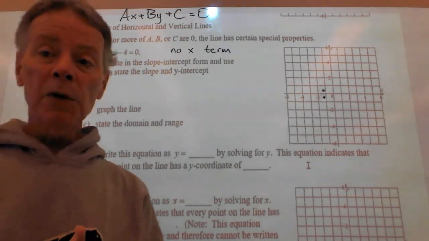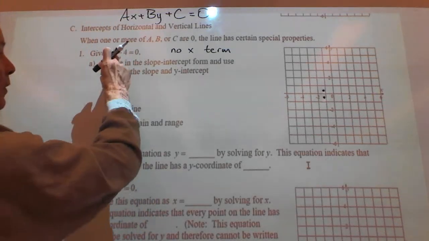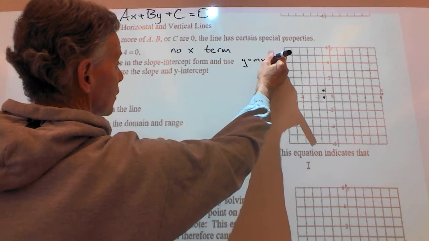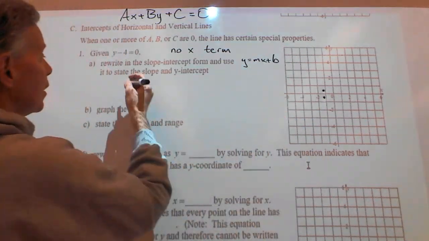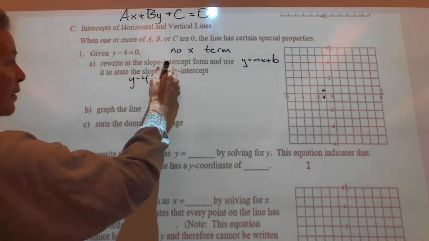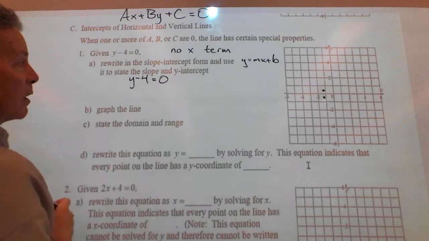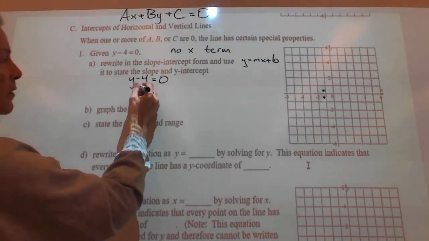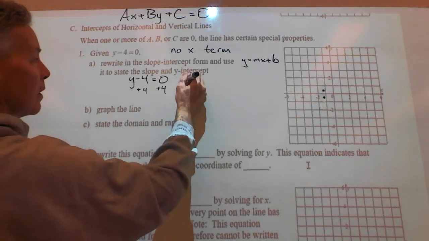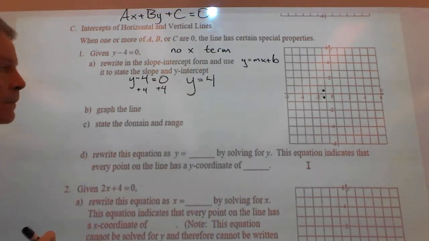So remember, slope-intercept form was what we worked on in the last two lessons. Slope-intercept form is y equals mx plus b. So we take our y minus 4 equals 0, and we want to isolate y, right? We want to get y all alone. Well, that's easy. Just add 4 to both sides, and we get y equals 4.